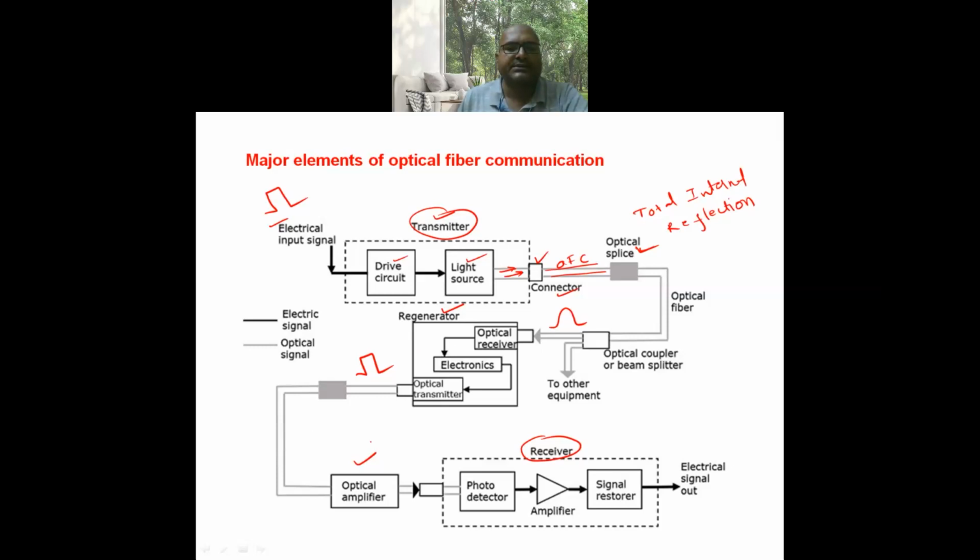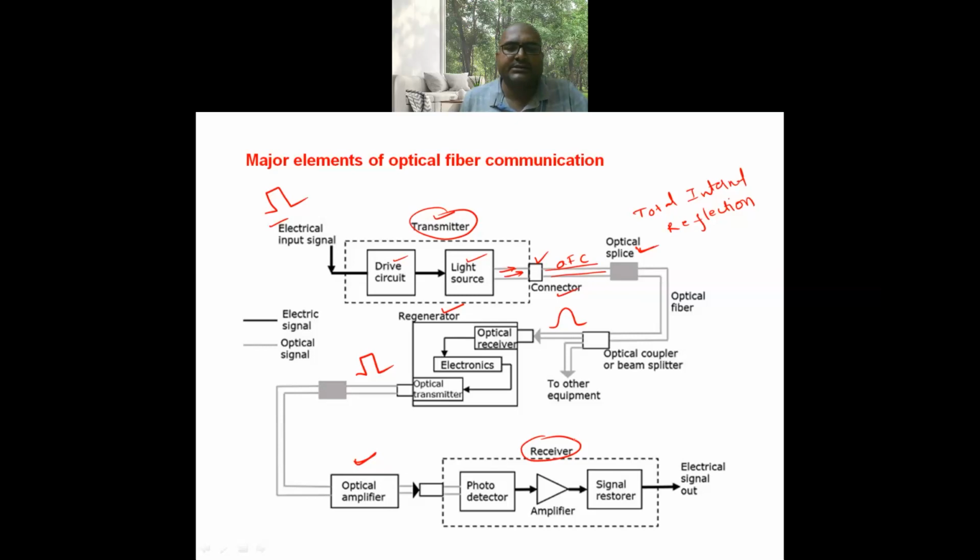And the next is optical amplifiers. The optical amplifiers are used to amplify the signal strength. After traveling some distance, the signal gets distorted. That can be recovered with the help of amplification of the signal.